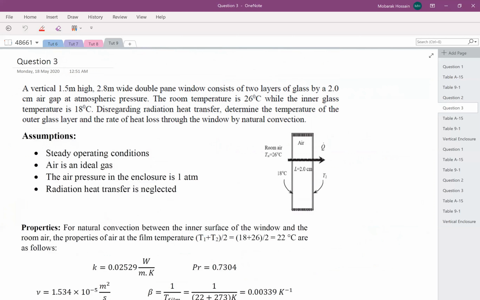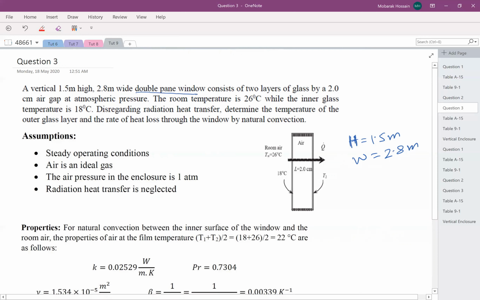Vertical height. So height given 1.5 meter, width given 2.8 meter, double plane window.